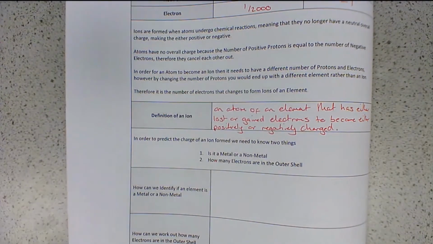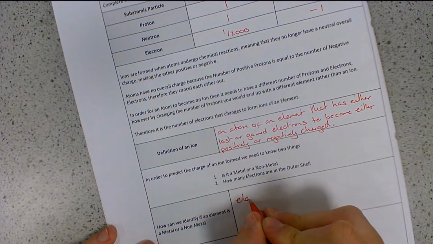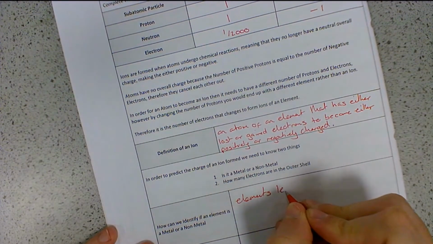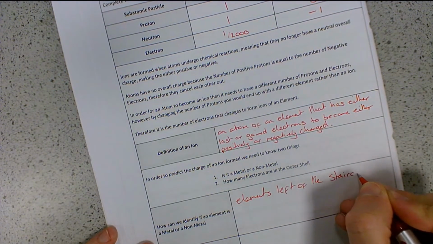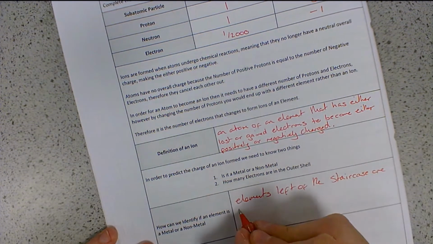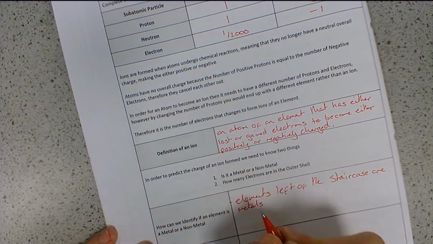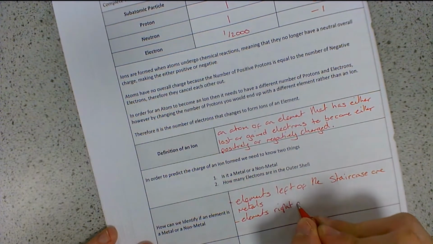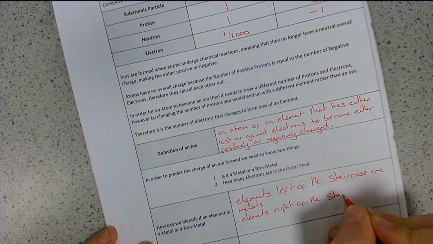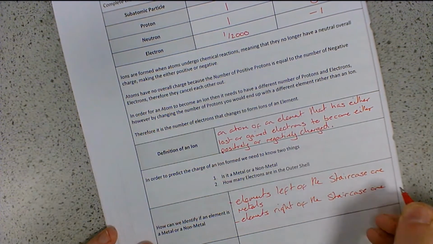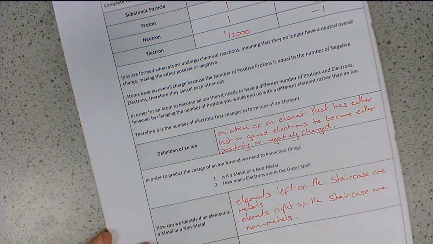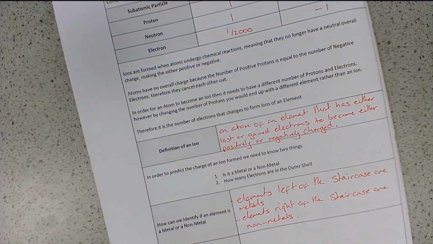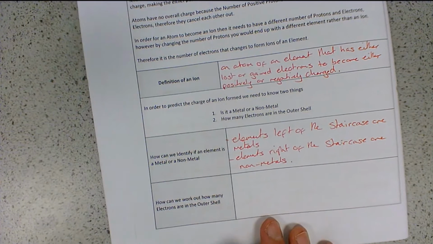That's important. Elements left of the staircase are metals and elements right of the staircase are non-metals. So use your periodic table and the staircase, and you can straight away identify if an element is a metal or a non-metal.